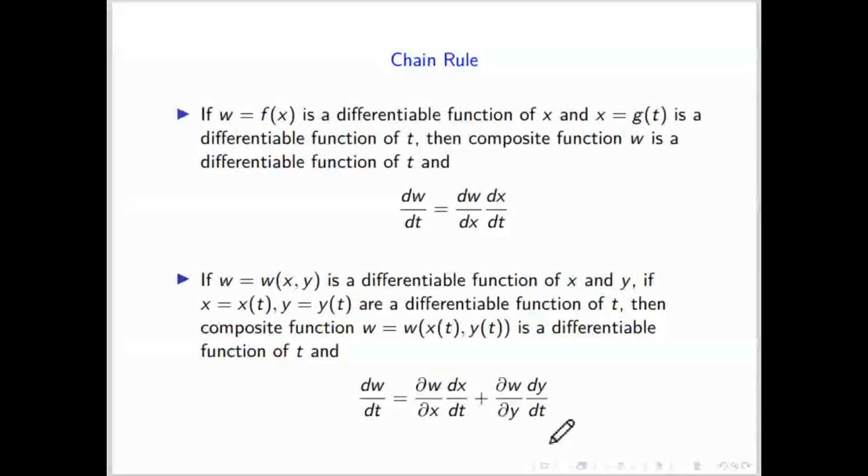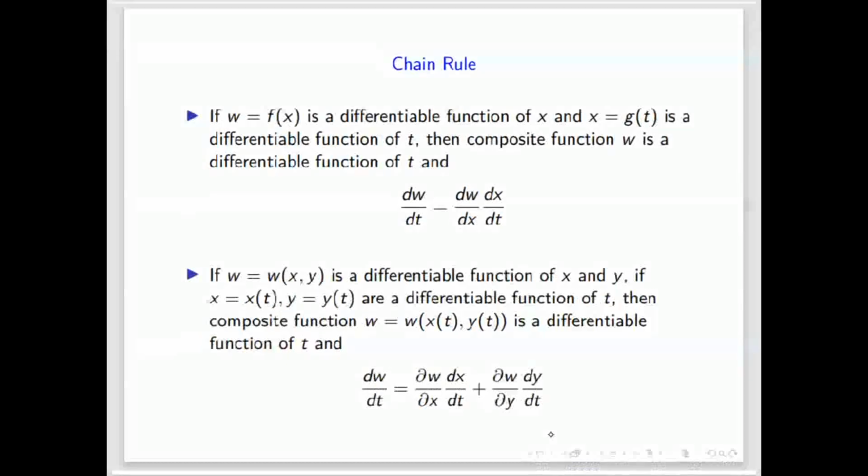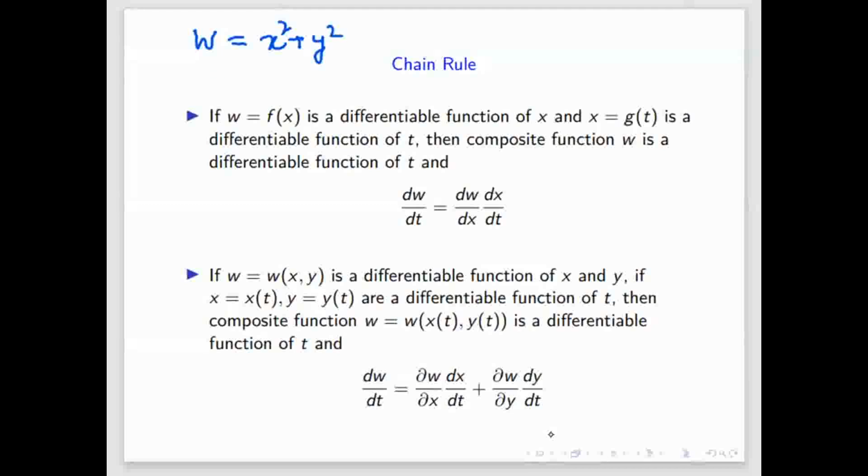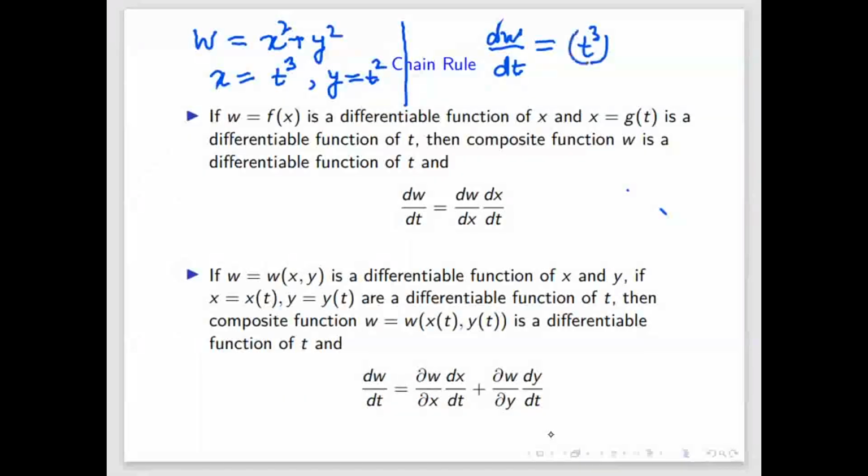So let us do an example based on this. Suppose w equal to x square plus y square, x equal to t cube and y equal to t square. So the question is, what is dw by dt? One way is to just put x equal to t cube and y equal to t square and then differentiate. This is the normal method. First find the function w in terms of t and then differentiate with respect to t.